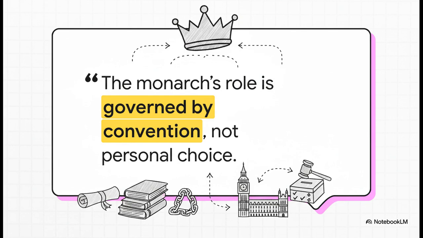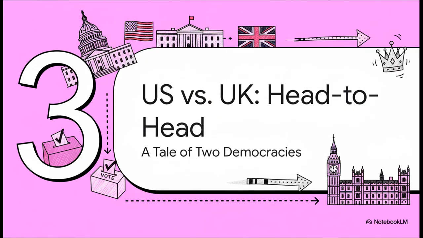But, and this is a really big but, that final step is pure formality. It's not a personal choice. The monarch doesn't just pick their favorite candidate. They are bound by this deep-rooted tradition, a constitutional convention, to simply appoint whichever leader has won the democratic backing of Parliament. Okay, so we've seen both paths now.